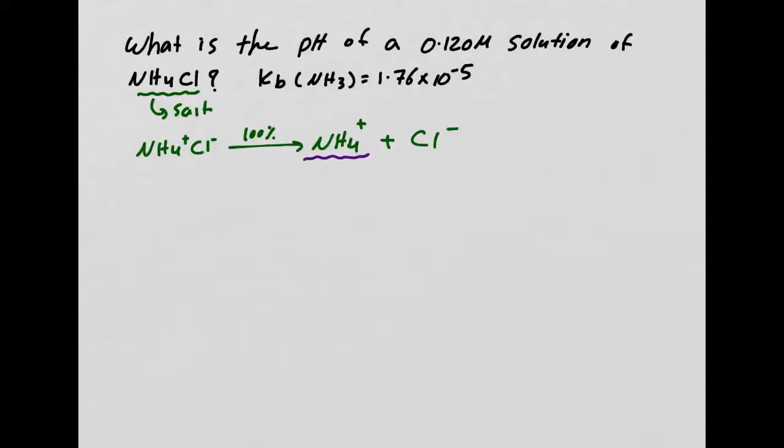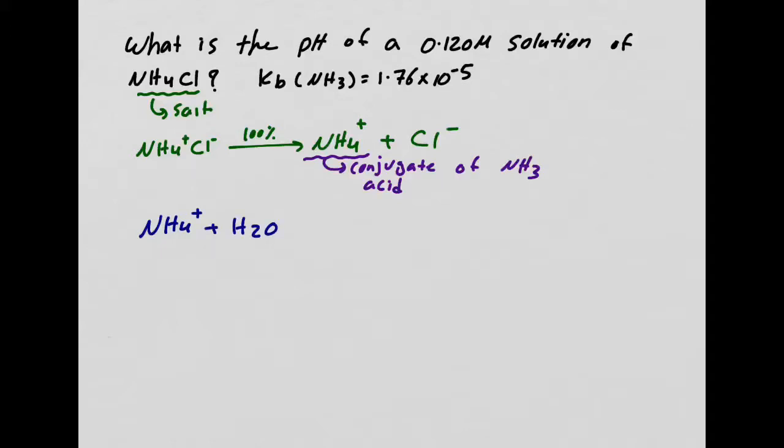Because ammonium is the conjugate of what? Is the conjugate of ammonia. And because ammonia is a weak base, this is a conjugate acid. And I'm going to repeat this one more time. A conjugate acid is going to act just like an acid. Don't forget that. So here I have a conjugate acid and I'm going to do hydrolysis.